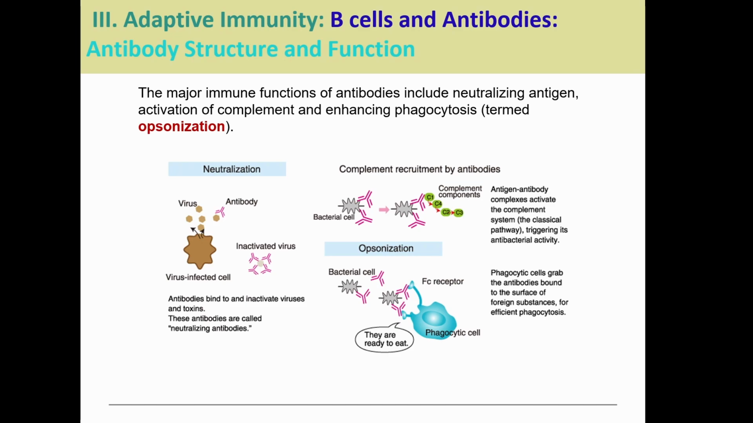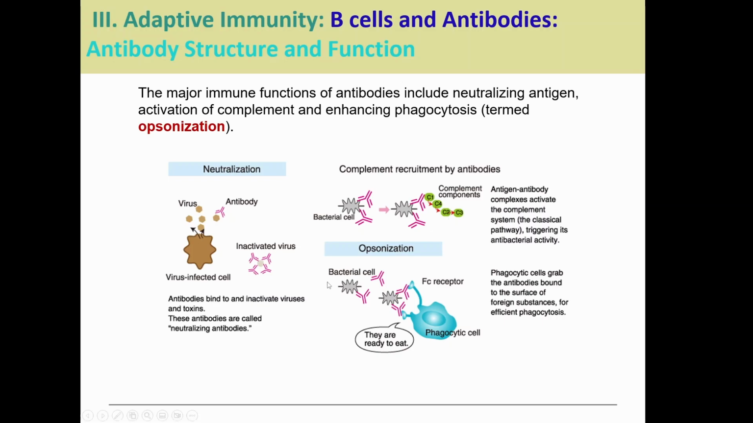So opsonization, this is one of the big things with antibodies, right? We can neutralize the antigen, making it inert, so it can't do anything. Here we have an antibody binding to a virus. When the antibody binds to the virus, it can no longer do anything. It's neutralized. We can also do complement recruitment. So again, we bind to the bacteria, we then create this chain reaction through complement components, and then trigger antibacterial activity, like the complement system punching holes in the bacterial cell.